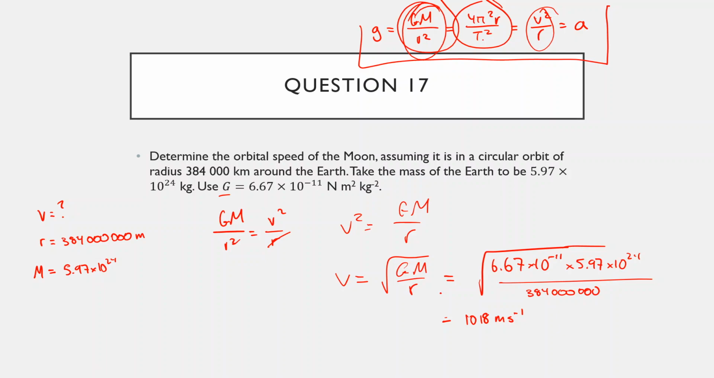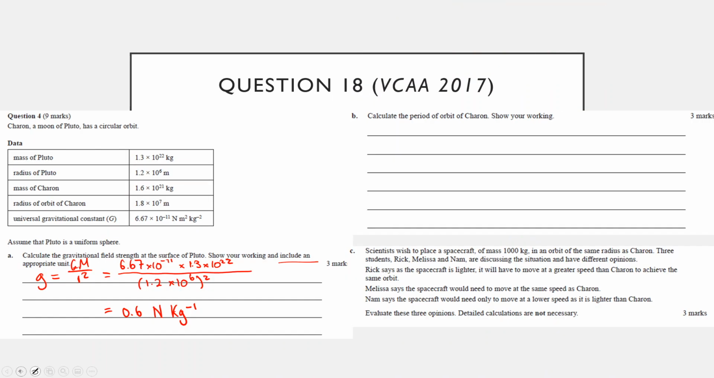Let's see what data we've been given. Write down what we know. We're being asked to find T. We know the mass of the thing that Charon is orbiting. That is the mass of Pluto, which is 1.3 times 10 to the 22. Do we know its orbital radius? Yes, we do. So we know r. It's 1.8 times 10 to the 7 meters. And obviously we know big G. And we don't really need anything else.